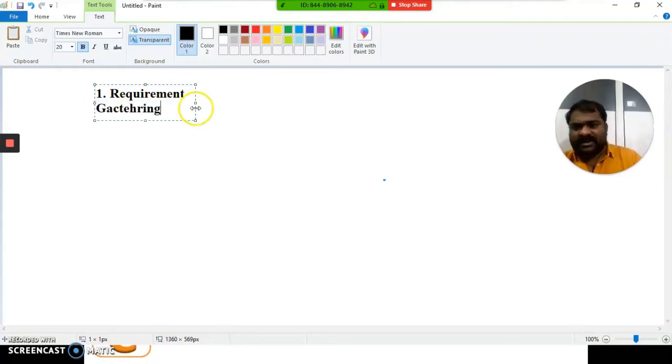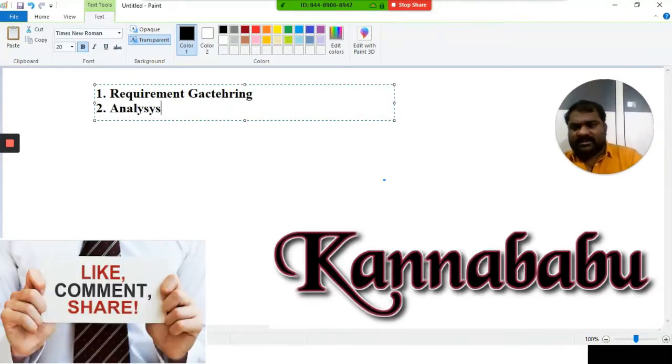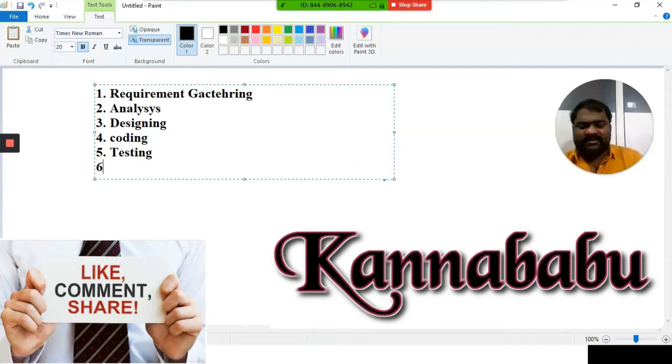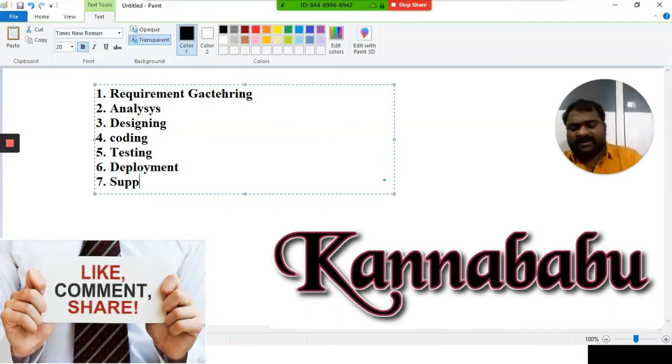Is it clear? And then we need to do the analysis, and then the designing, and then coding, and then testing. Is it clear? And then we have to do deployment, and then support and maintenance. These are the steps that will be followed at the time of developing any application: requirement gathering phase, analysis, designing, coding, testing, deployment, support and maintenance.